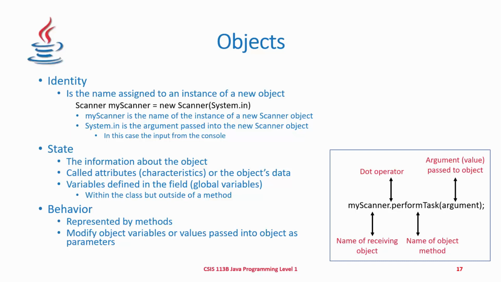State, again, is just properties, fields, values that we store with regards to the object. They're also referred to as attributes or characteristics of the object. So just think of them as variables that are defined within the object itself. We call those the global variables. And we define those, by the way, within the class, but outside of any method in that class. And that's what makes them global.